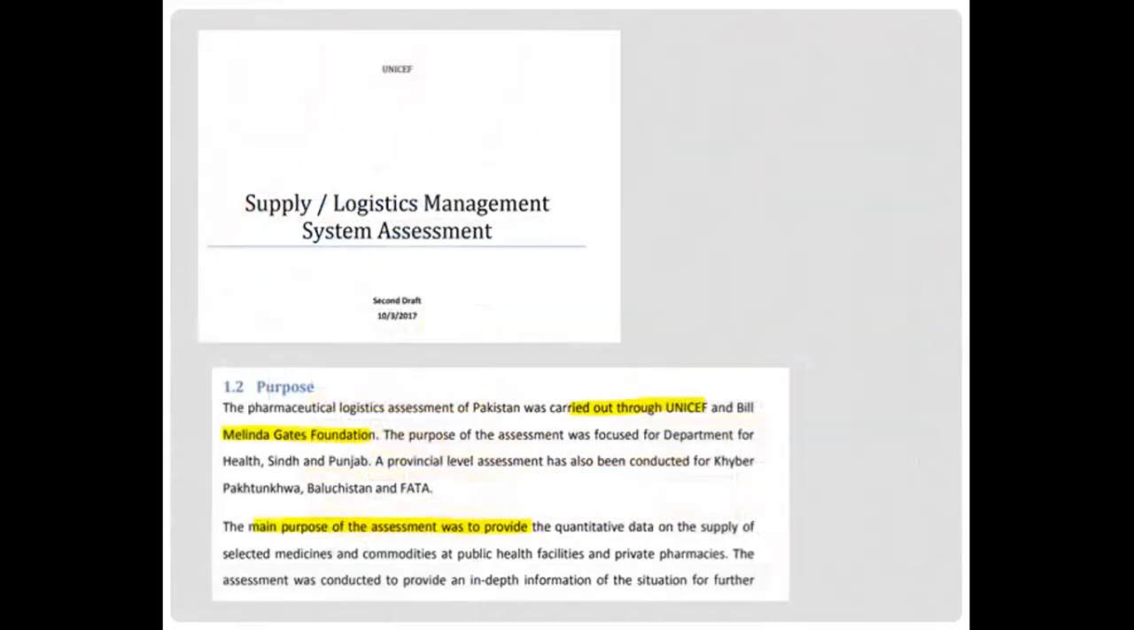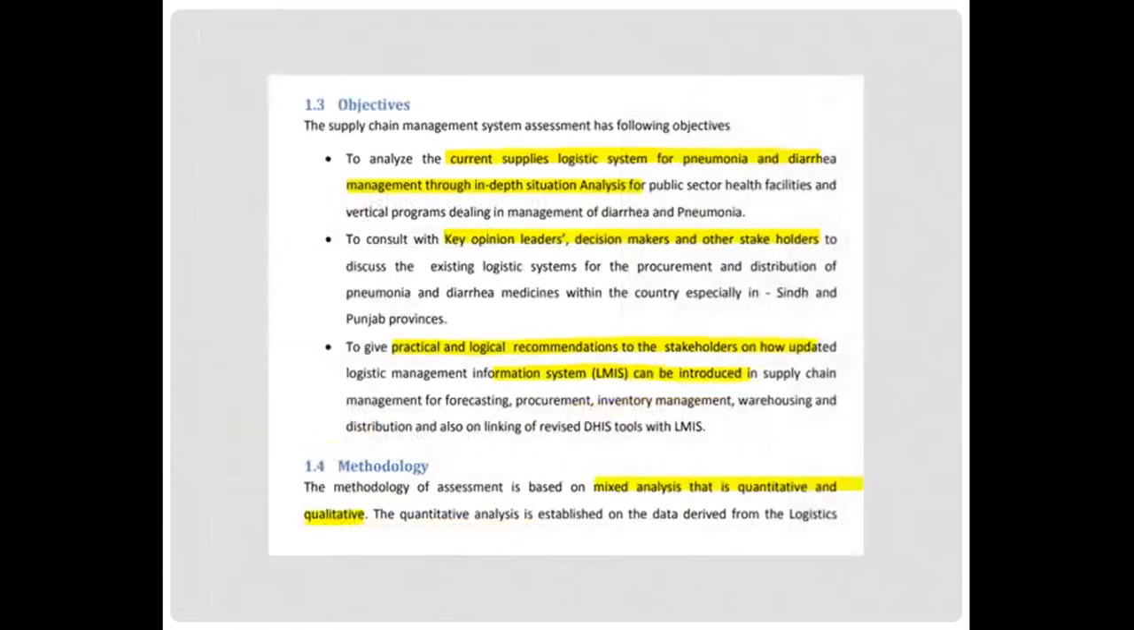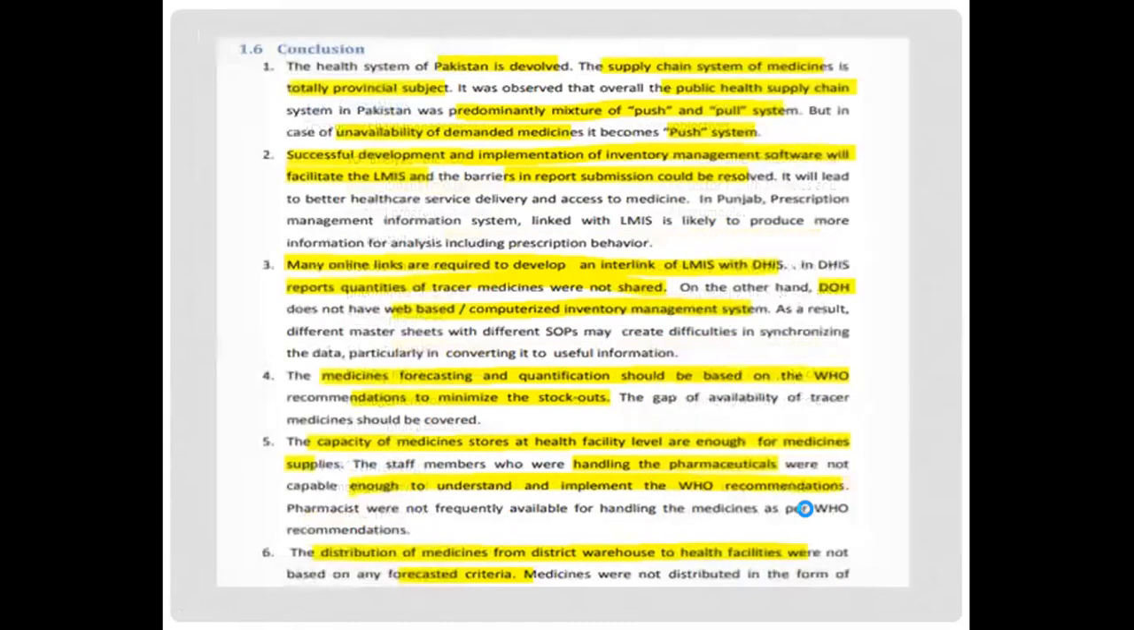In Pakistan, a supply logistic management assessment took place by UNICEF with the help of the Melinda Gates Foundation. The main purpose of the assessment is to provide quantitative data on the supply of selected medicines and commodities. The objective is to analyze the current supply logistics for pneumonia and diarrhea, and to consult with key opinion decision makers and others to get practical and logical information. They use a mixed method, quantitative and qualitative, to determine the assessment.